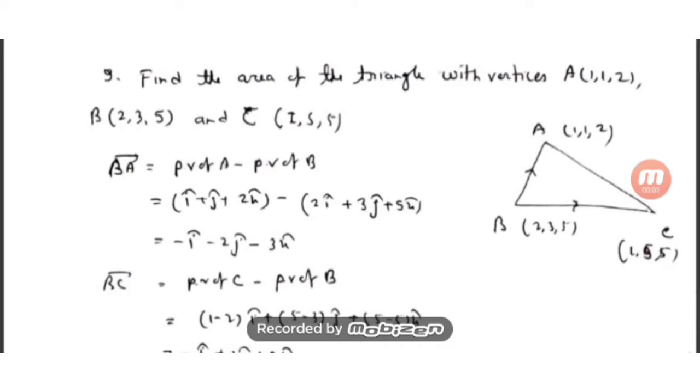Hello student. In the last classes we have already started exercise 10.4 and we had done up to question number 8. Today I'll start from question number 9. Question number 9 is: find the area of the triangle with vertices A (1, 1, 2), B (2, 3, 5) and C (1, 5, 5).